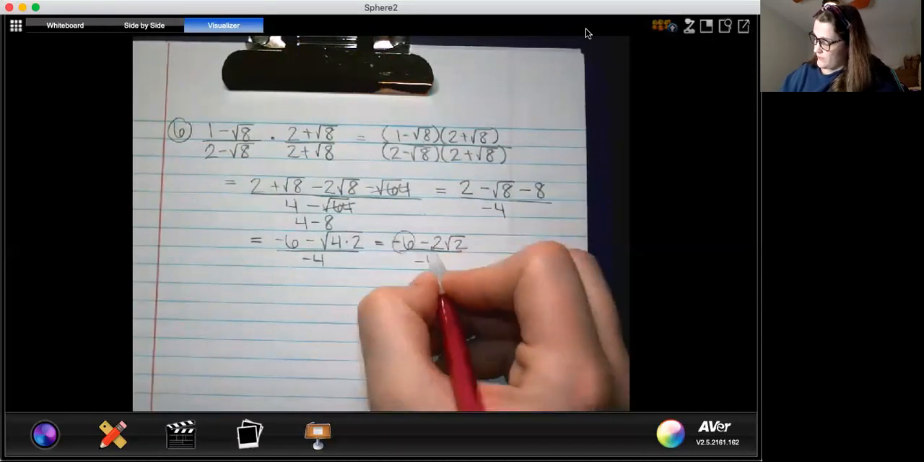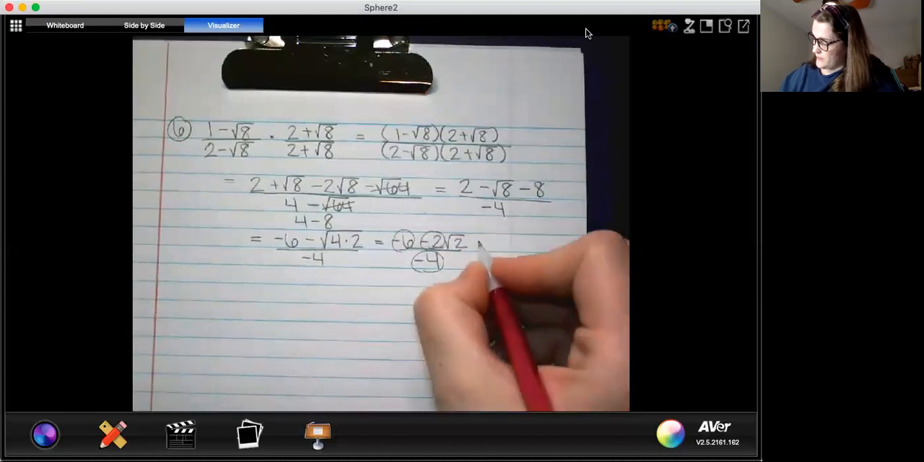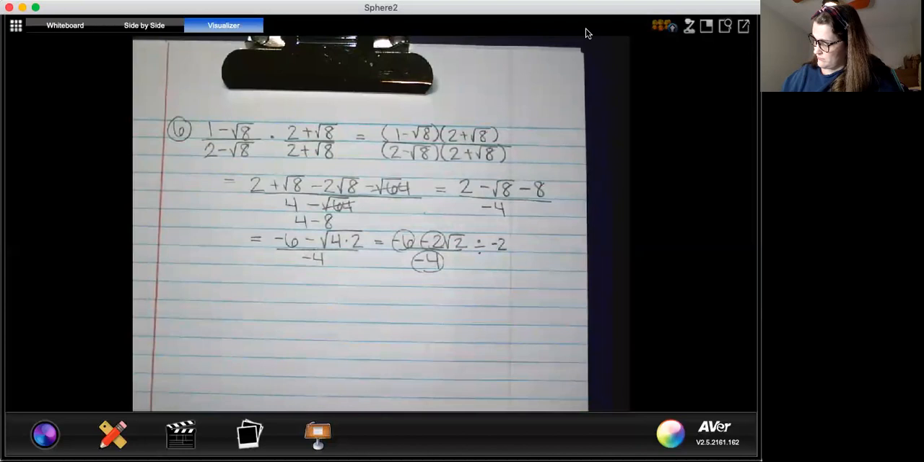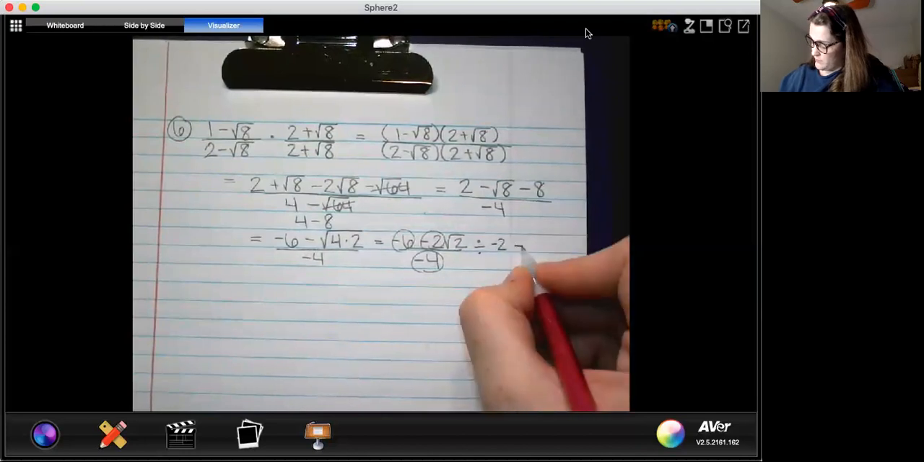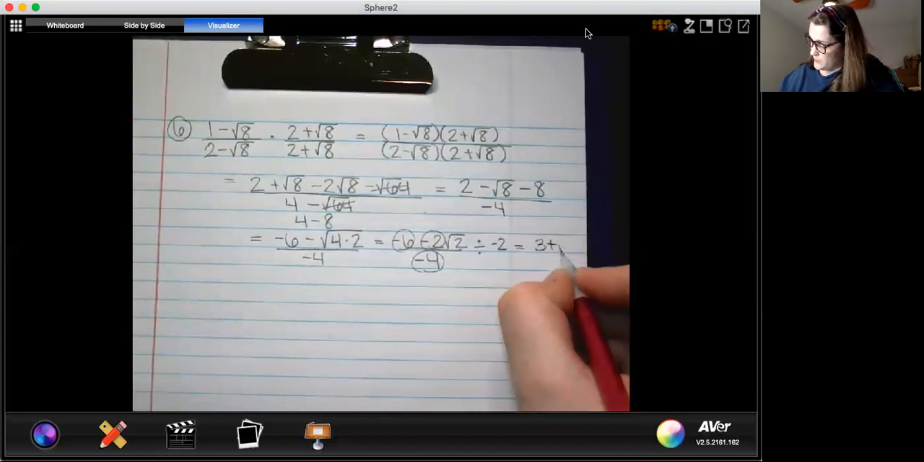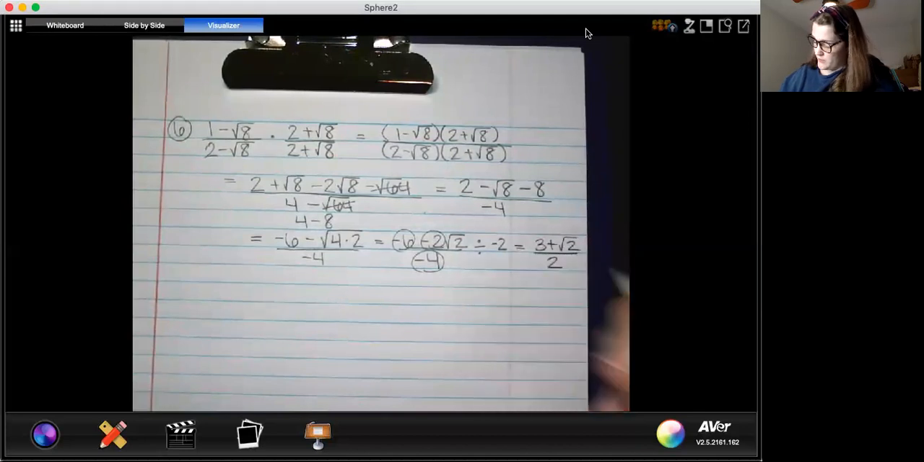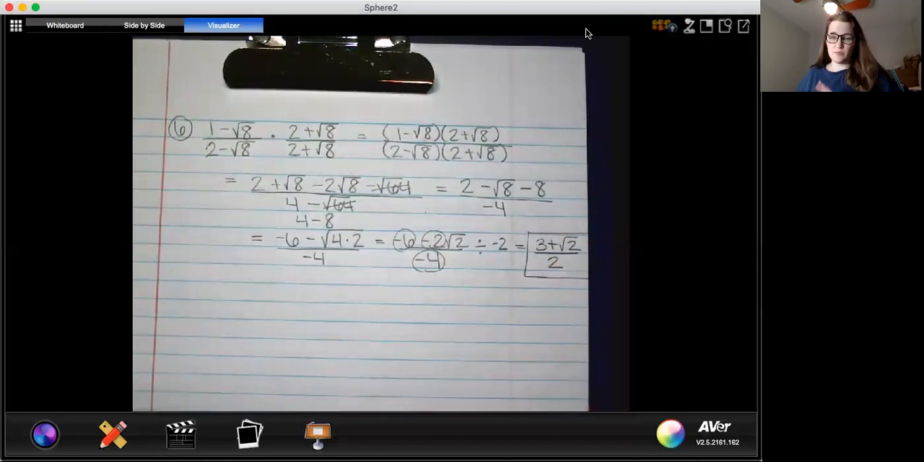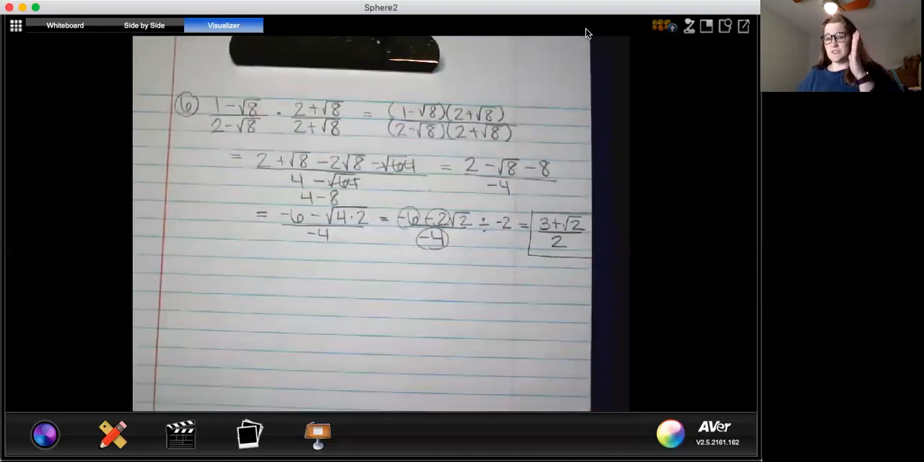And then all of these are divisible, so we're going to divide by negative 2, which leaves me with 3 plus the square root of 2 divided by 2. And you're going to leave it like this. I know on the last examples, we had changed it so that it was specifically a plus bi format. With this method, we leave it as such. We don't break apart the radical.